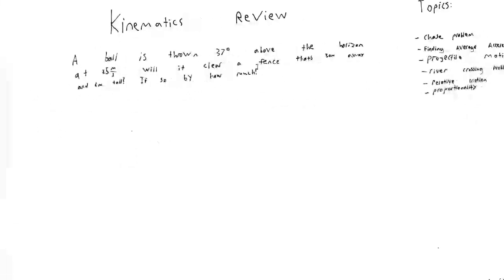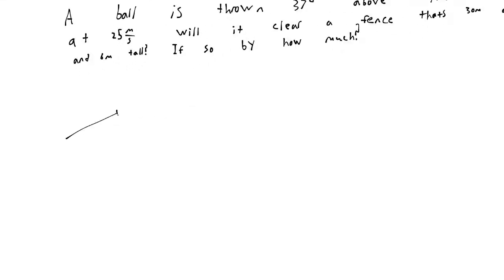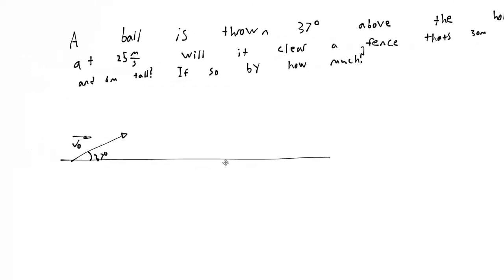So I'm just going to do a quick little drawing here. The ball is thrown, it's going to make something like this, right? Actually, let me draw that better. This is V naught right here, so 37 degrees. That's V naught. And then 30 meters away from it, there's a fence up like this that is 6 meters tall.